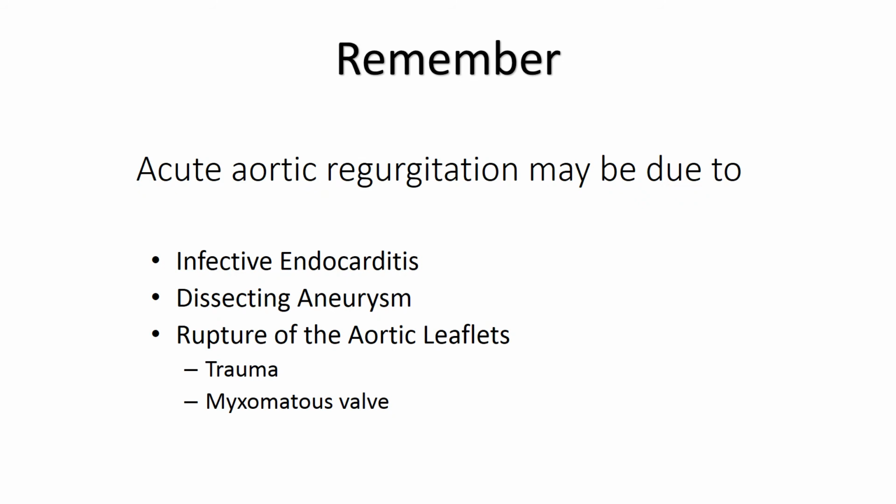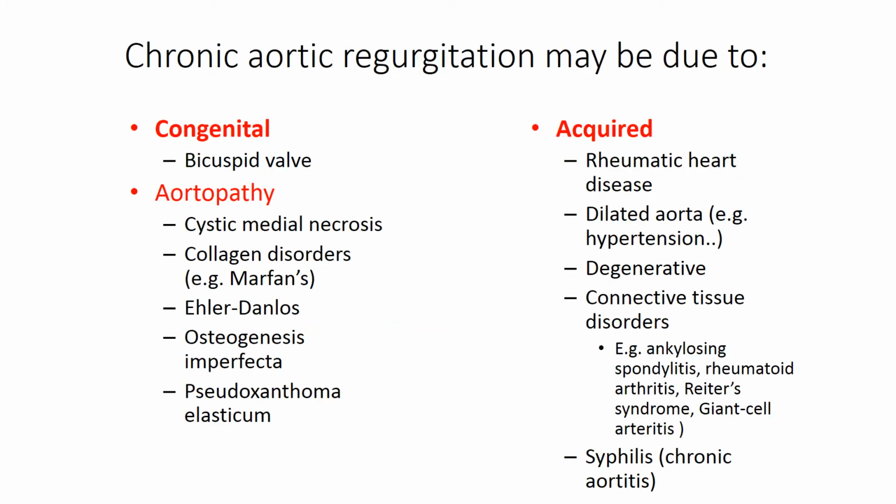You have to remember that acute aortic regurgitation may be due to infective endocarditis, dissecting aortic aneurysm, rupture of the aortic leaflets, trauma, or myxomatous valve. While chronic aortic regurgitation may be due to either congenital or aortopathy or acquired. Congenital as in bicuspid valve, aortopathy as in cystic medial necrosis, collagen diseases like Marfan syndrome or Ehlers-Danlos, or osteogenesis imperfecta.